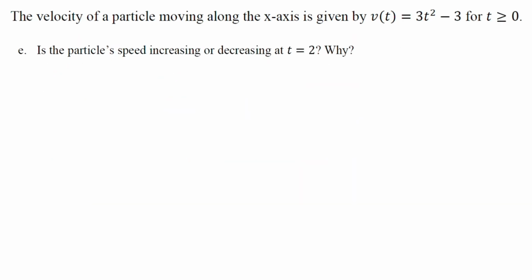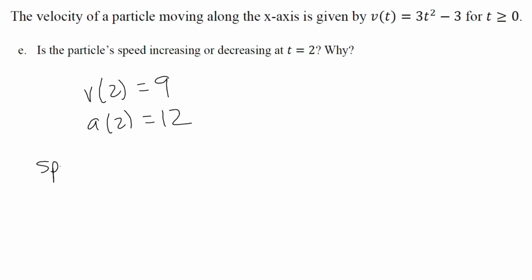And our last question here with this same idea, the same given function, is: is the particle's speed increasing or decreasing at t equals 2? Well, it depends on the velocity and the acceleration. But we just found that v of 2 was equal to 9, and that a of 2 was equal to 12. And we know that if the velocity and the acceleration have the same sign, then the speed is increasing.